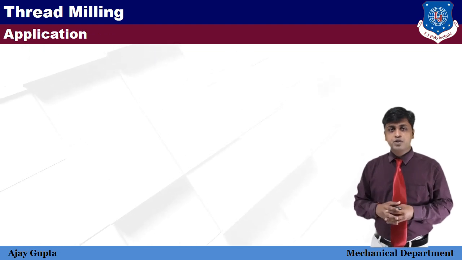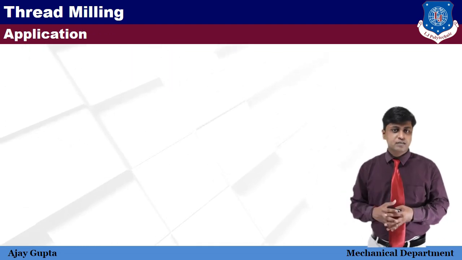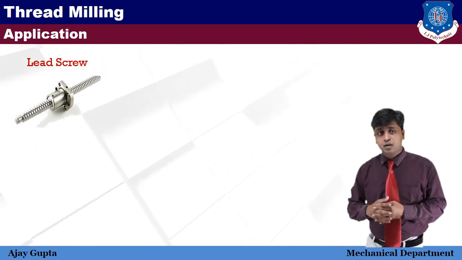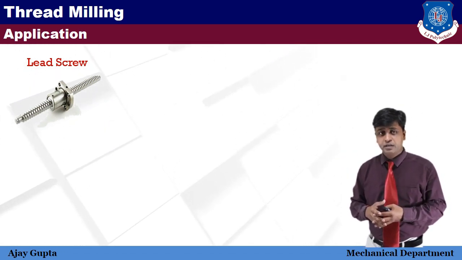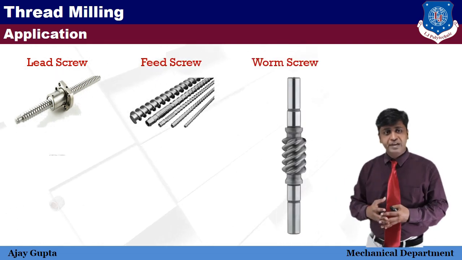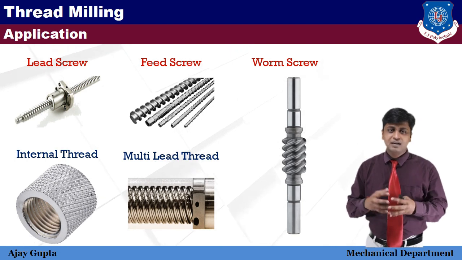The thread milling process is used to create a variety of threaded components, like the lead screw in a lathe machine or any machines like a CNC machine, shaper or drilling machine. Then feed screws, worms, internal threads, and large and multiple lead threads.